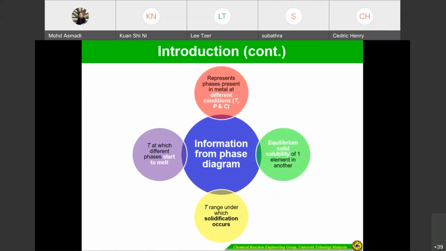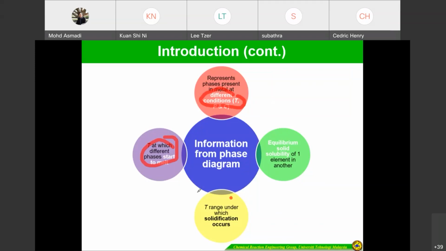So what information can you get from the phase diagram? First, of course, it represents the phases in metals under different conditions of temperature, pressure, and composition. Composition is very important, one of the factors that you are required to consider for the binary system. And the temperature at which different phases start to melt, or sometimes evaporate if involving gas. But for solid solubility, it's mostly only melting to liquid, and solidifying to solid.